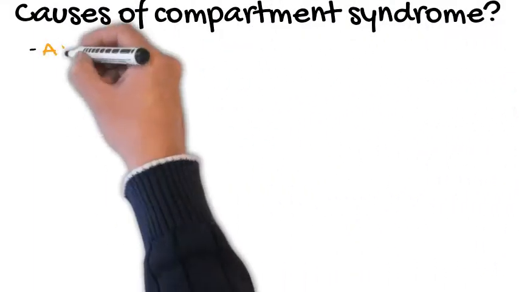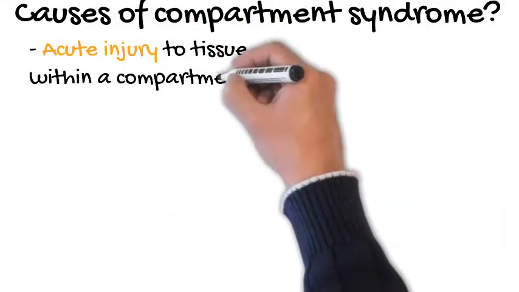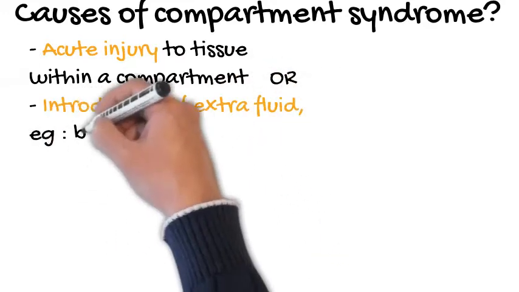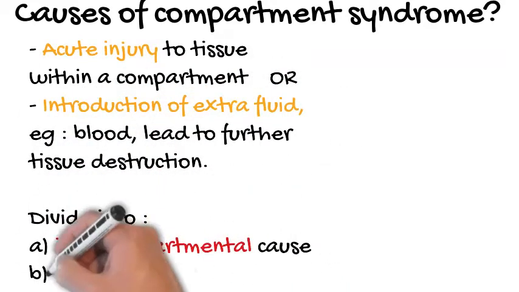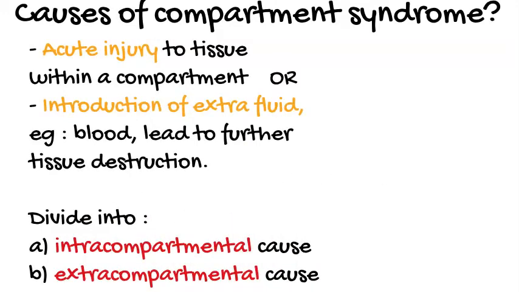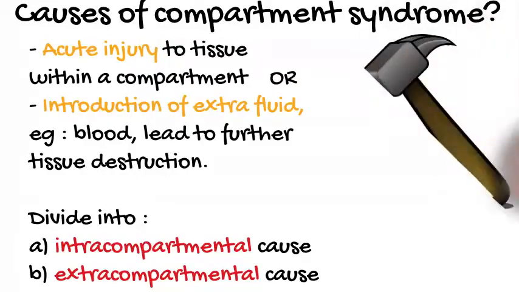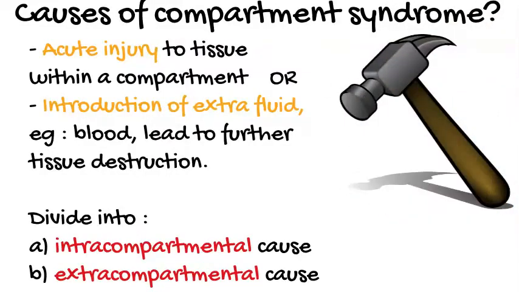What are the causes of compartment syndrome? It is caused by acute injury to the tissue within a compartment or an introduction of extra fluid, example blood, that will lead to further tissue destruction. The causes can be divided into intracompartmental cause and extracompartmental cause.